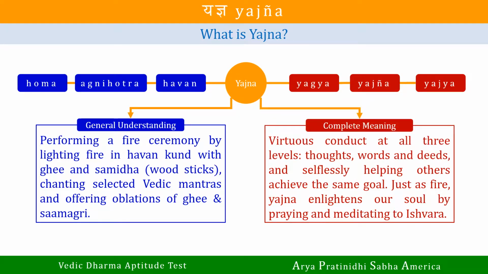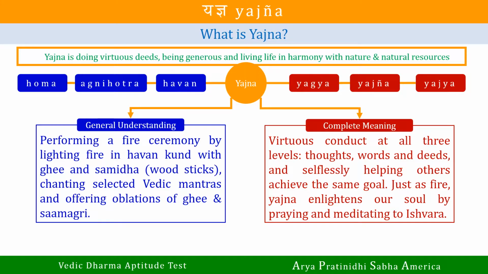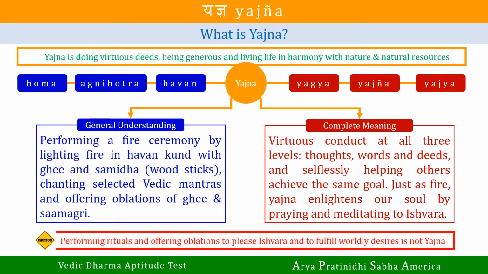However, in true sense, the word Yajna covers a broader spectrum. Virtuous conduct at all three levels, thoughts, words, deeds, and selflessly helping others achieve the same goal is Yajna. Just like fire, Yajna kindles and enlightens our soul by praying and meditating to Ishwar. In true sense, Yajna is doing virtuous deeds, being generous, and living in harmony with nature and natural resources. Now I recall, performing rituals and offering oblations to please Ishwar and to fulfill worldly desires is not Yajna.